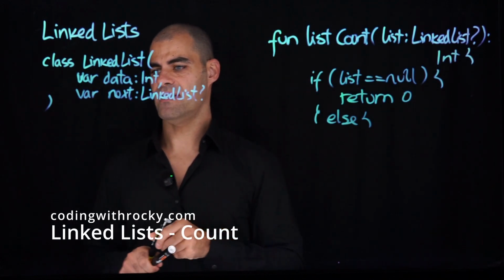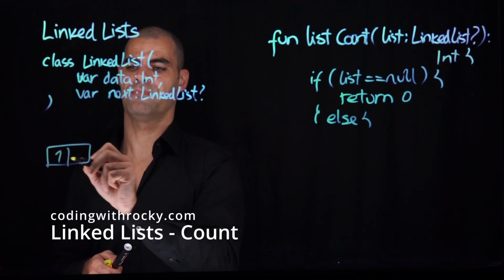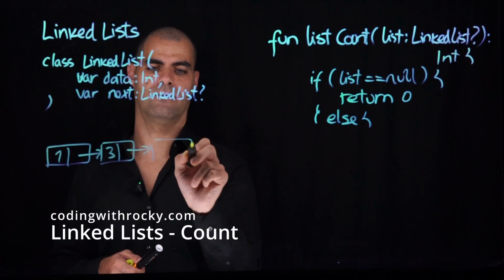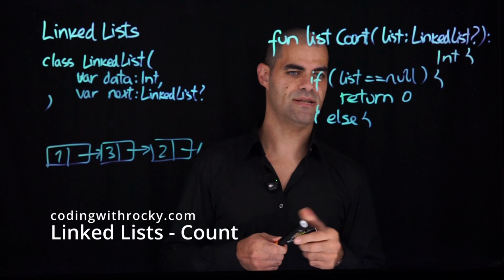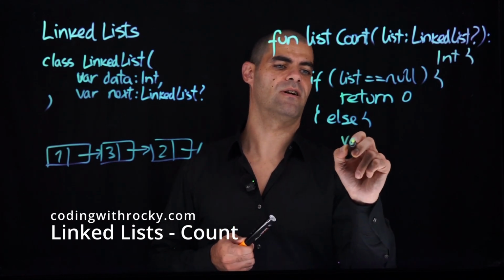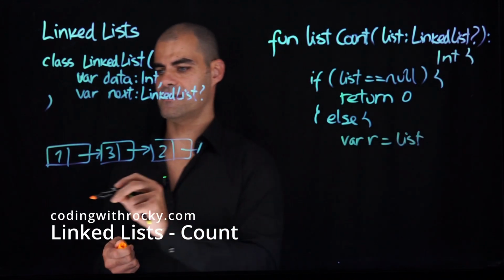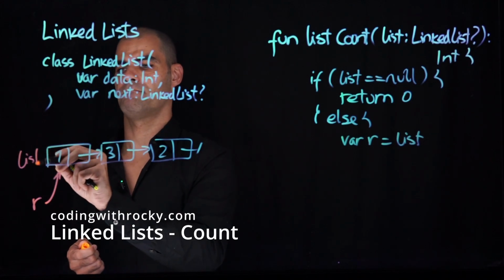So we have a list that has, let's say, this structure here. I have number 1, number 3, and number 2. And we want to count this. We will have the same pattern. We will have our var r equals list. That gives us this. r points here, so this is our list.